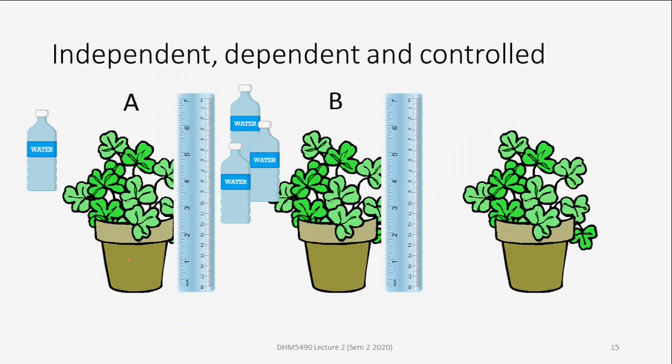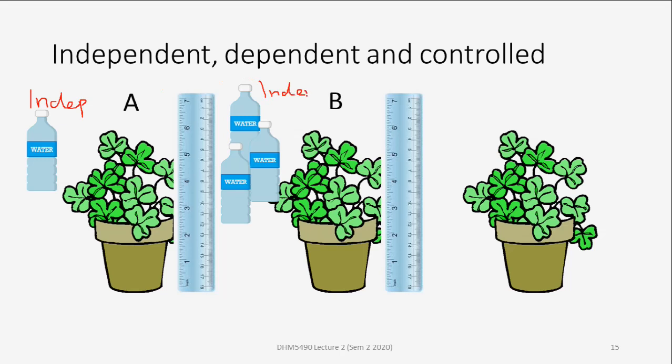Now, you see that there are three variables introduced here. I call them independent variable, dependent variable, and controlled variable. I will use a planting experiment as an example. In this experiment, I want to measure the effect of irrigation on plant growth. So, the independent variable would be the amount of irrigation or the amount of water that I use for irrigation. This is the independent variable.